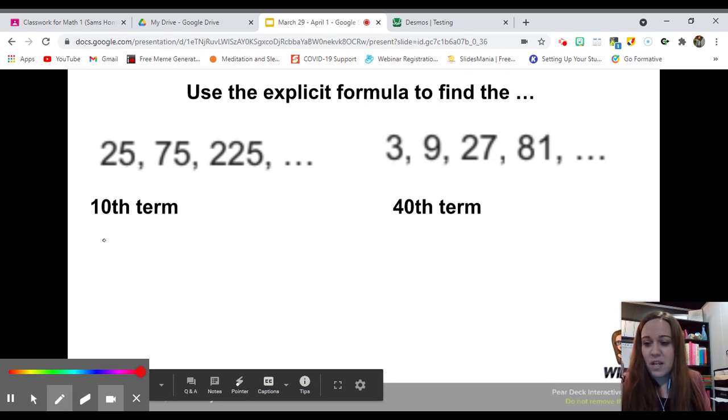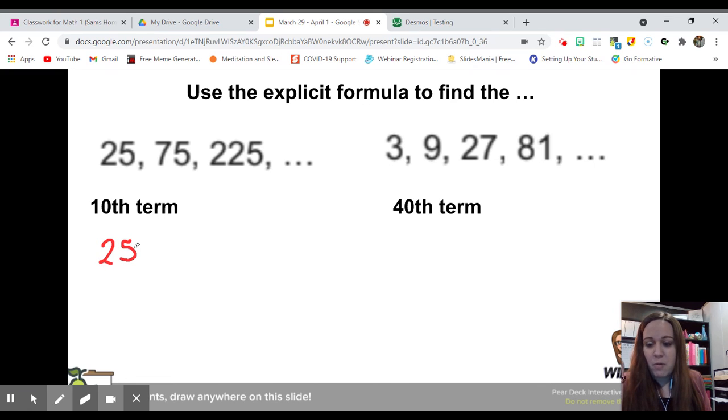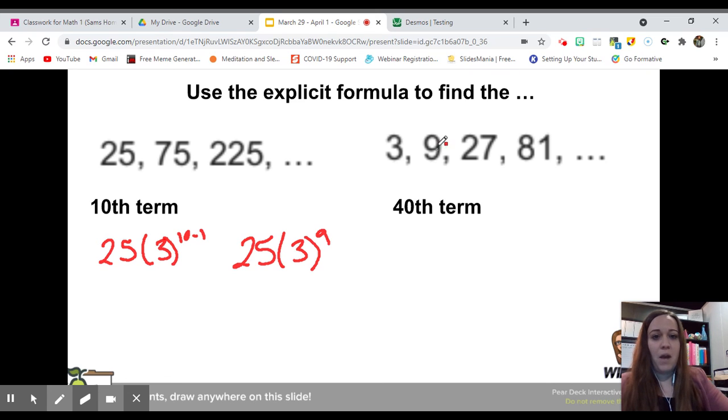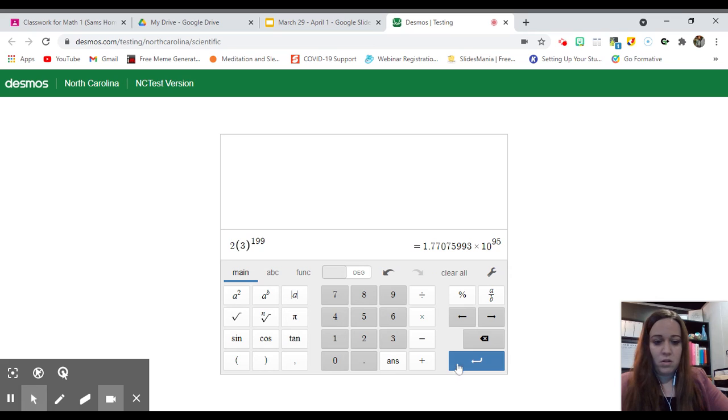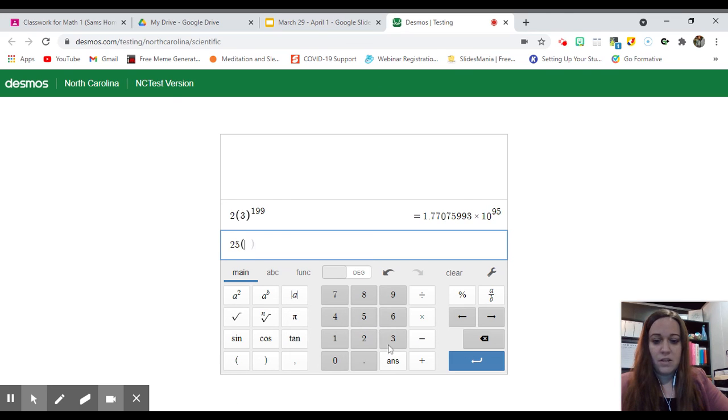So I'm going to take 25. Remember, my ratio was 3 and 10 minus 1, which we know is 9. So I'm going to use decimals.com to take 25 times 3 raised to the 9th power. So go into decimals.com. 25 times 3 raised to the 9th power.